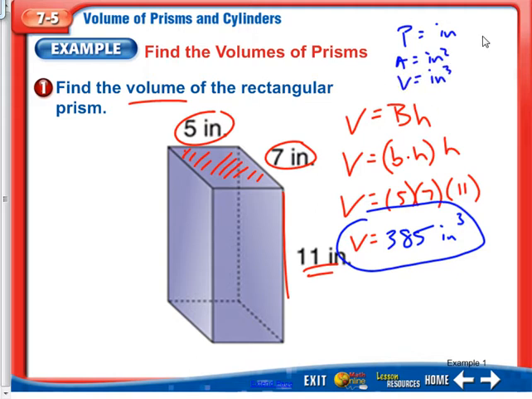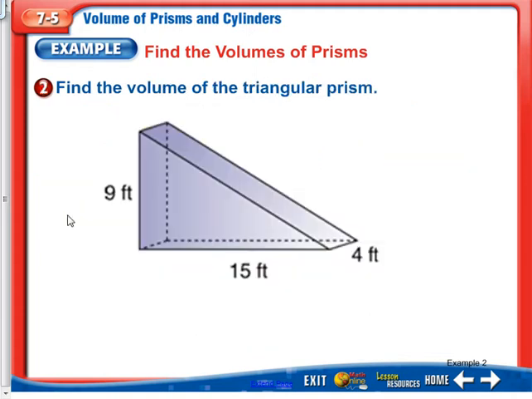Those are the three different main types of measurements. Volume is always cubed. Why is it cubed? Because we're doing 5 inches times 7 inches times 11 inches. So inches times inches times inches would be inches cubed. And then we're doing the 5 times 7 times 11 to get 385. All right, let's go on to the next one.